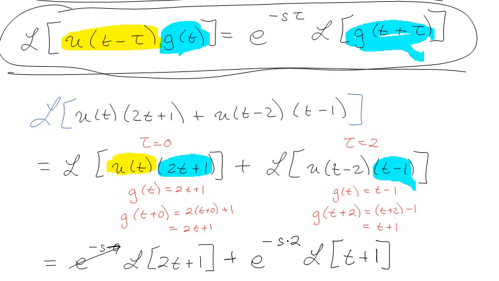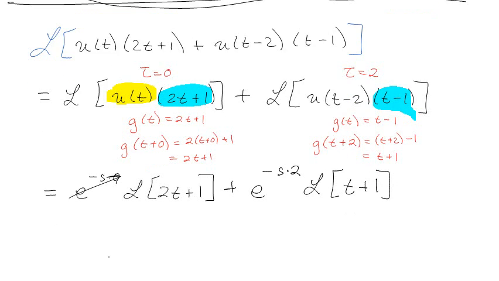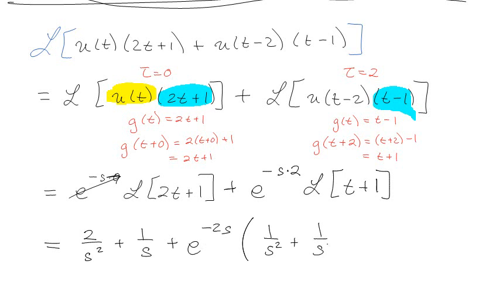Now this should look super familiar, because this is basically exactly what we already had before, except that we don't have to do all the math to make it happen. So the Laplace transform of 2t is 2 over s squared, and then 1 over s, and then e to the minus 2s times the Laplace transform of t, which is 1 over s squared, and 1, which is 1 over s.